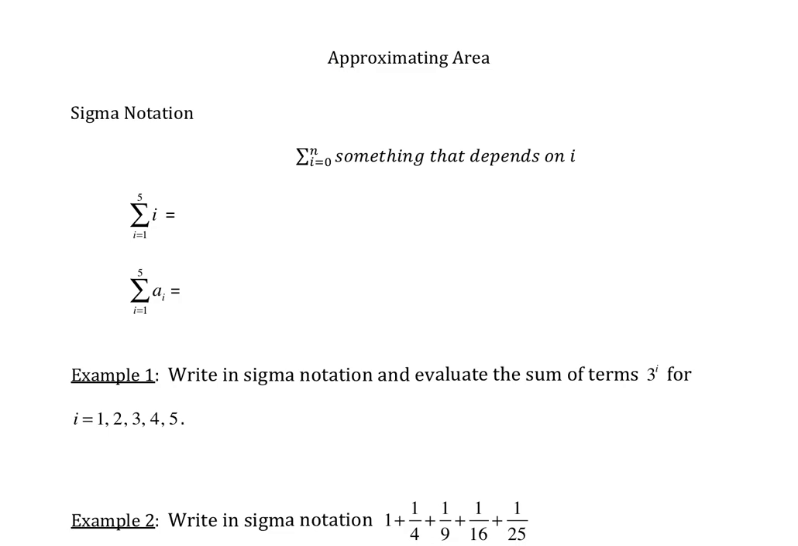In this section, we want to talk about approximating area. But in order to do that, we first need to talk about sigma notation. Now, when you look at this word sigma, sigma is really a Greek letter. So this is the Greek letter for S, capital S, actually.